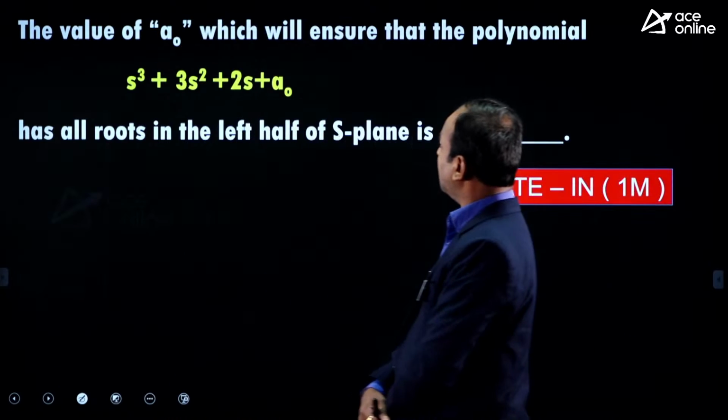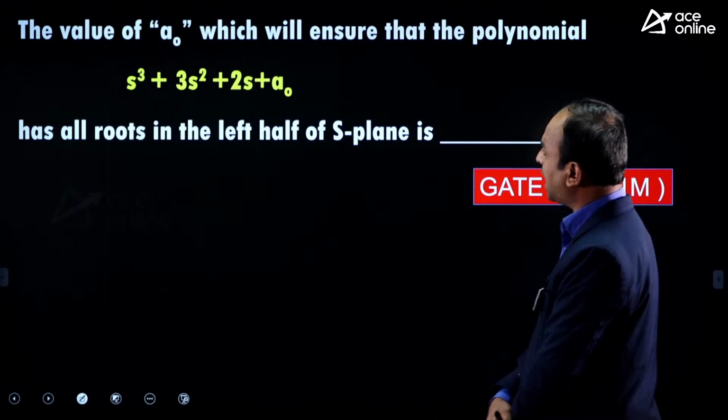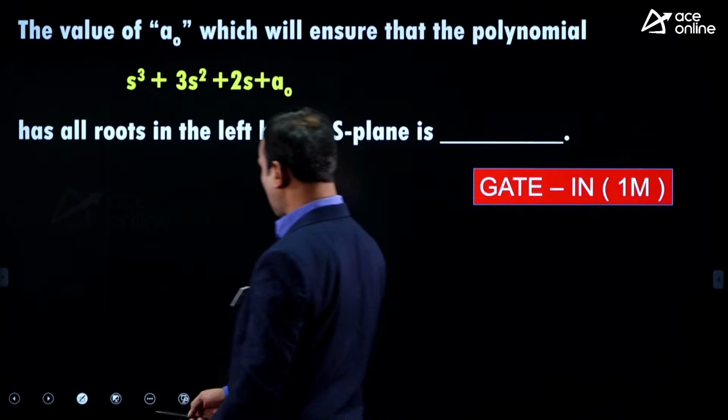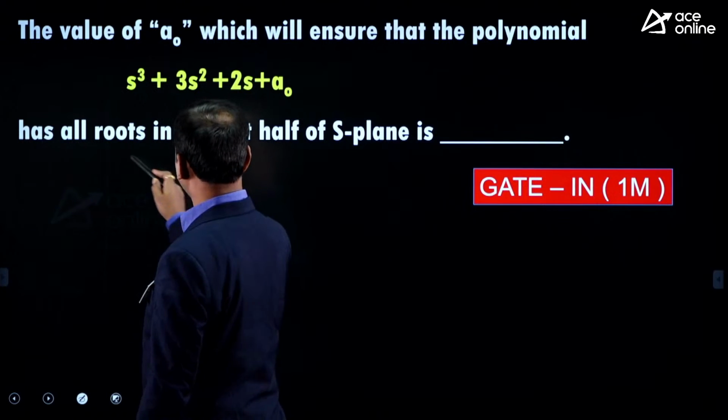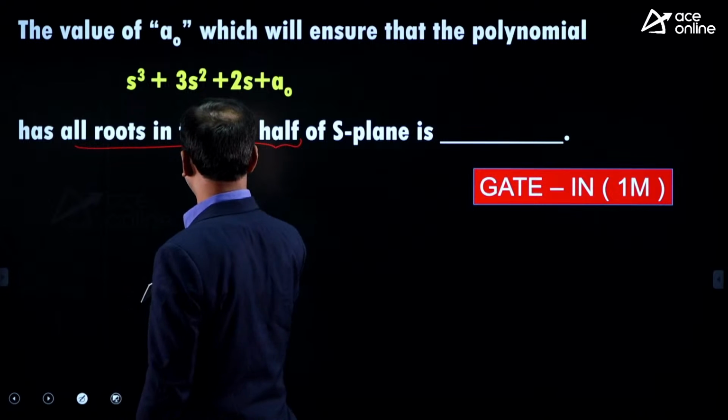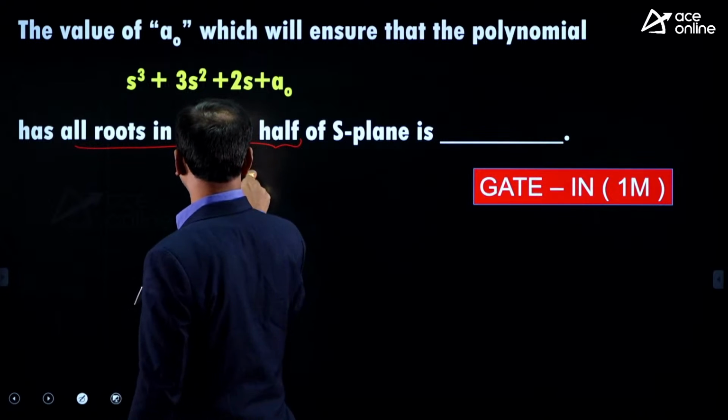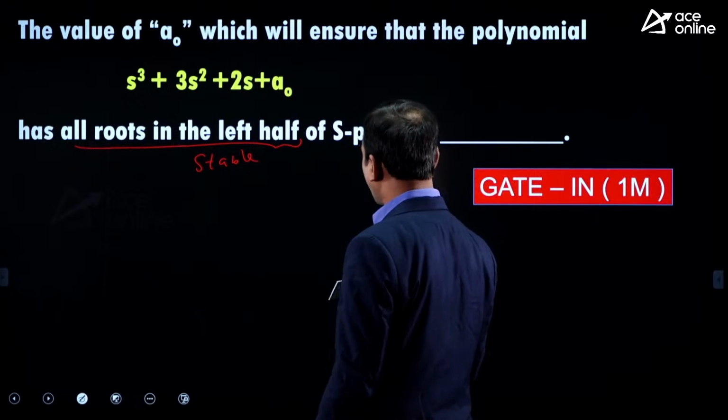The value of a naught which will ensure that the polynomial has all the roots in the left of the S plane. This question was also given in the instrumentation branch. So all the roots in the left of S plane means what is the system here? The system should be stable. So the options are given here.